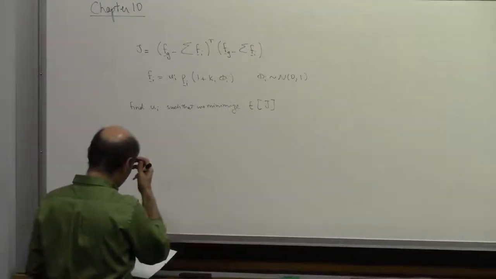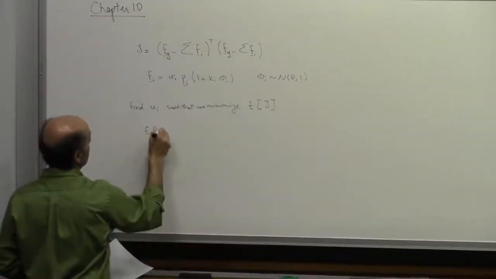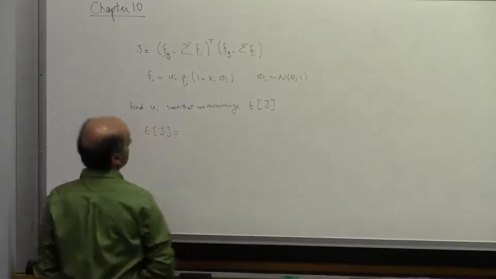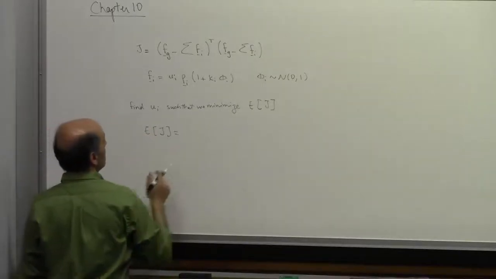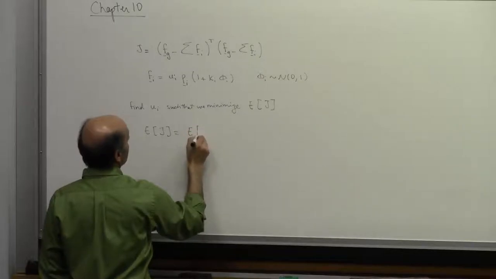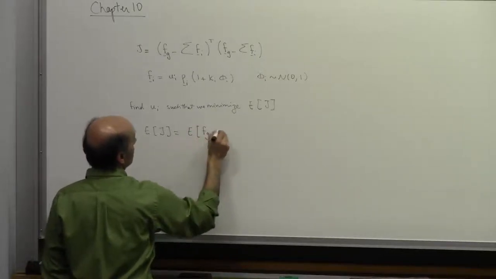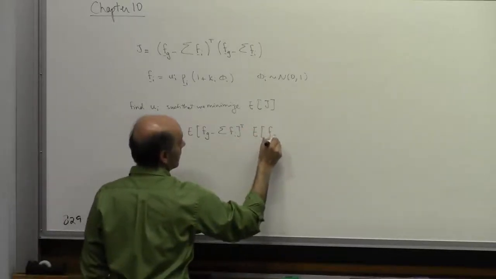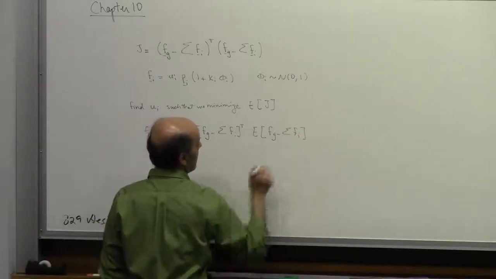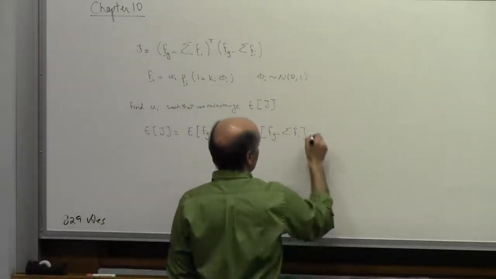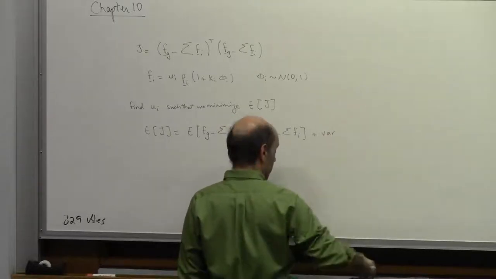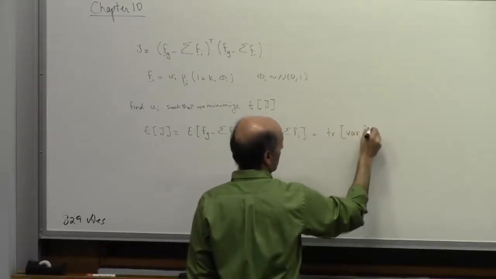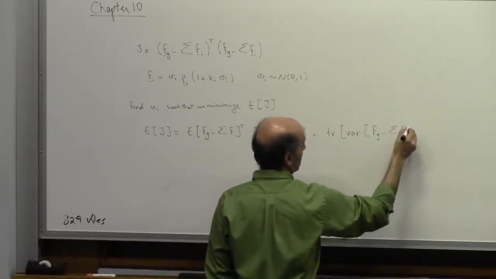So to do that, we want to find the expected value of J. I have a scalar quantity, so it's going to be the expected value of Fg minus sum of Fi, transpose, times the expected value of Fg minus sum of Fi, plus the trace of the variance of Fg minus sum of Fi.